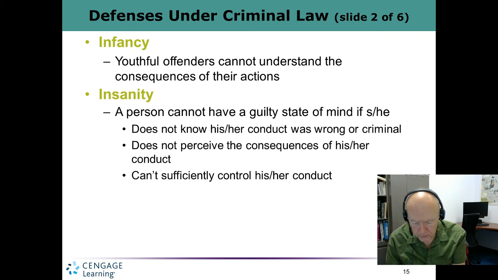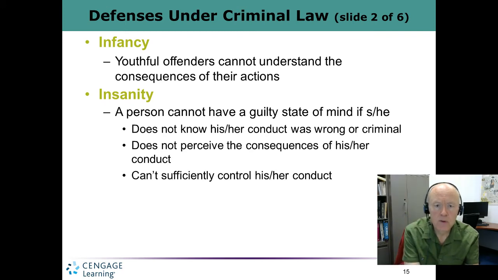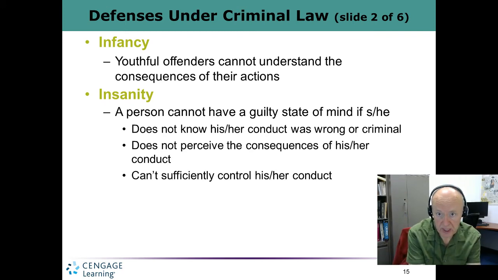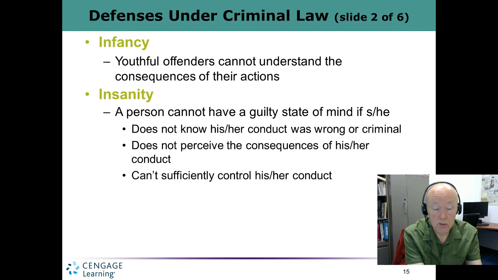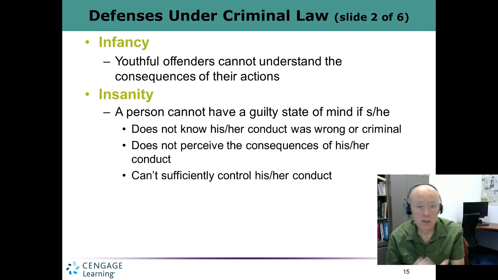But basically, if you are under 6 years of age, you are classified under the law as an infant. And if you raise that as your defense, and you can prove, well, I was 6, or I was 5 actually, when it happened, then the charges go away. You can't be convicted of the crime. Youthful offenders can't understand the consequences of their actions, so they can't form the guilty mind, the mens rea.